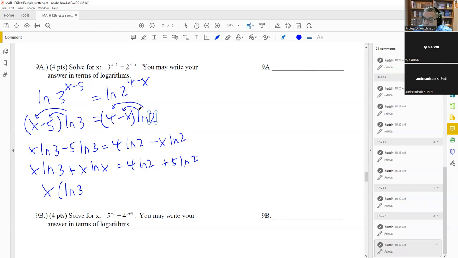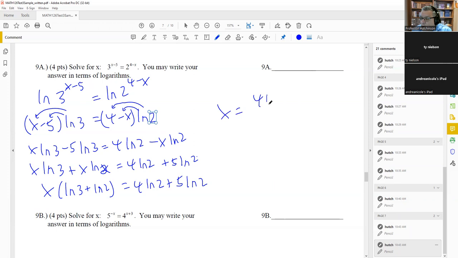These are ln 2. And so then when you factor out x down here, for that one, this is a 2 also. And so you get ln 3 plus ln 2. And on this side is the same. So then we're just going to divide both sides by what's in front of the x. So here's what your final answer is going to be.